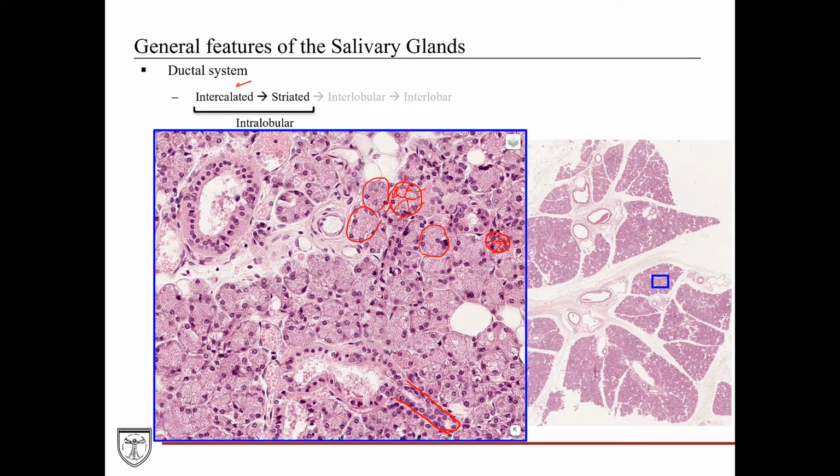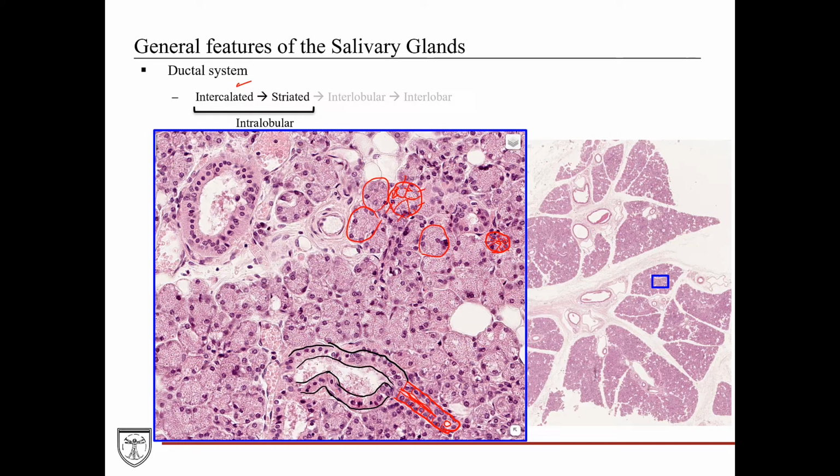which may actually be becoming a cross-sectional cut right here. But here's the lumen, and lining this lumen is a simple cuboidal epithelium comprised of really small cuboidal cells. And what is beautiful about this image is that we can actually see the transition between the intercalated duct and the seemingly larger duct, which appears to be lined by simple columnar epithelium.